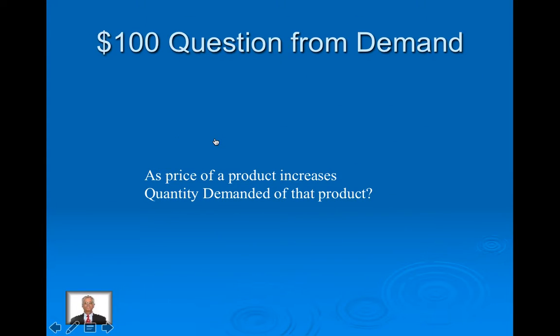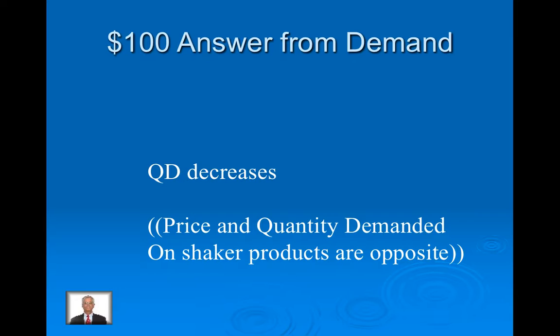As price of a product increases, quantity demanded of that product will blank. And so you give them some time to answer it. You go to the answer. You check what they wrote on their whiteboards or their papers or whatever. Whiteboards are good because they can just erase it and move on to the next question. And then you tally up their points, or you have another student who's not playing or who came in late tally up their points.